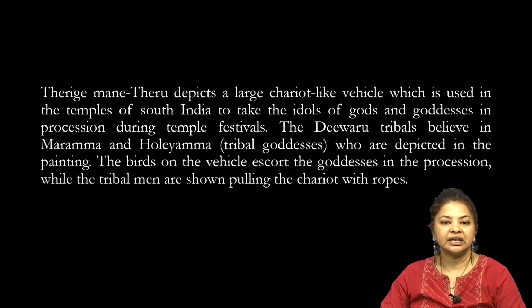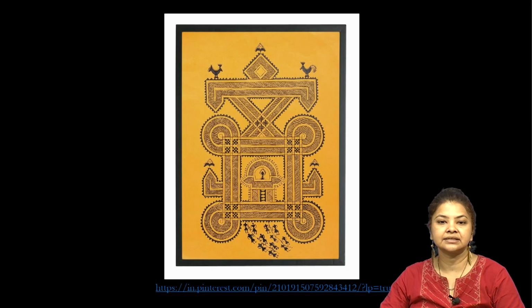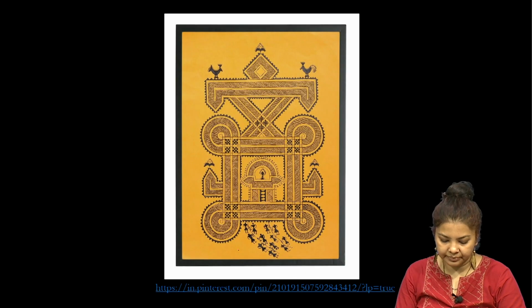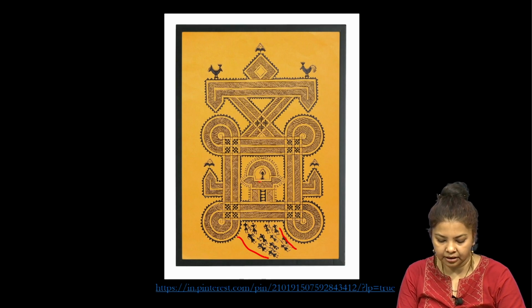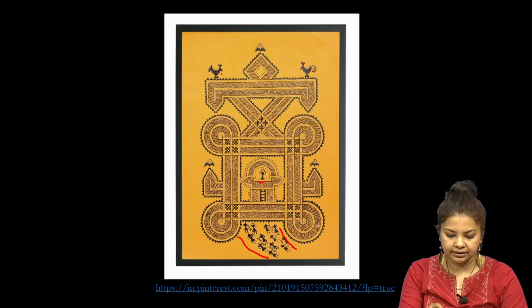The Devaru tribal believe in Maramma and Holy Yamma, tribal goddesses who are depicted in the paintings. The birds on the vehicle escort the goddesses in the procession, while the tribal men are shown pulling the chariot with ropes, such as this. So, here are the men pulling the chariot with the ropes. Here is the idol of God. Here are some bird figures.